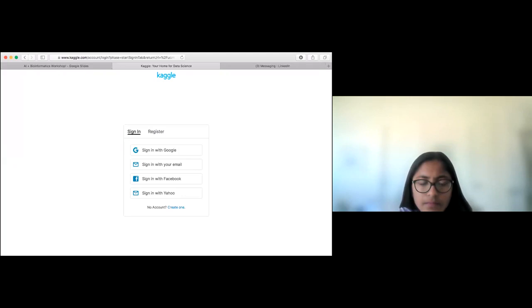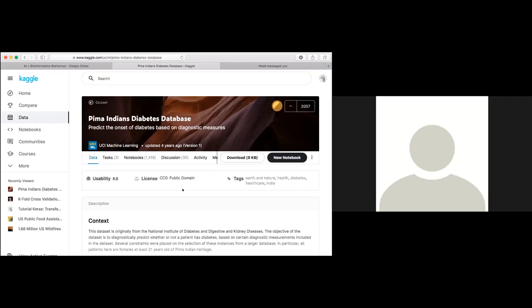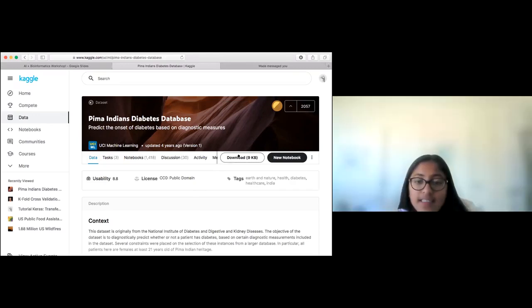Okay, now that I'm signed into my account, I can see this button over here, so I'm just going to download. Oh wait, you guys can't see. Can you see now? Okay, I'm assuming you guys can see. Yes, we can see now. Cool. So I'm just going to download the data set.